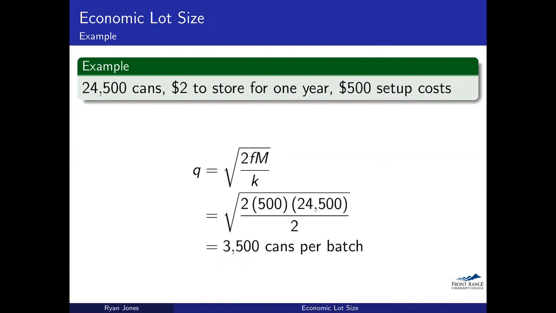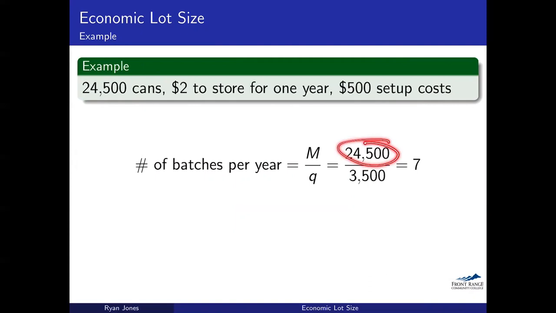Well, there's a faster way to do this. We just take the total number that we want to do for the year and divide it by the number per batch, and that gives us seven batches. If we do seven batches of 3,500, that gives me 24,500 for the total for the year. And so we know that we need to do seven batches of 3,500, and that's our answer. We've answered that question. And that's actually just economic lot size, pretty simple. We're not really going to go into too much more detail there.